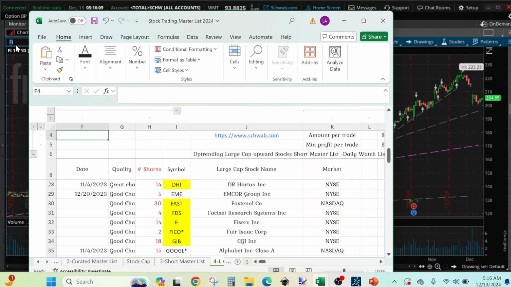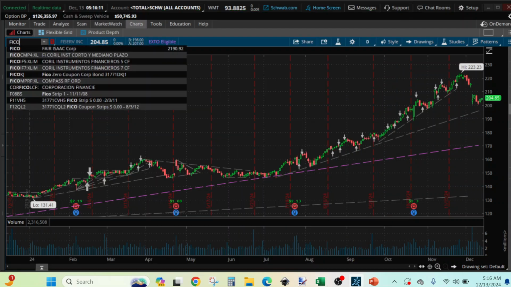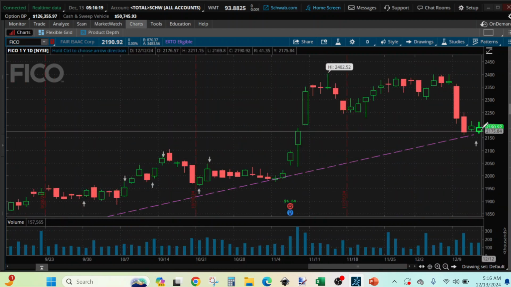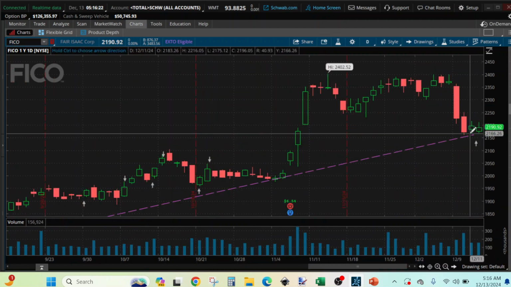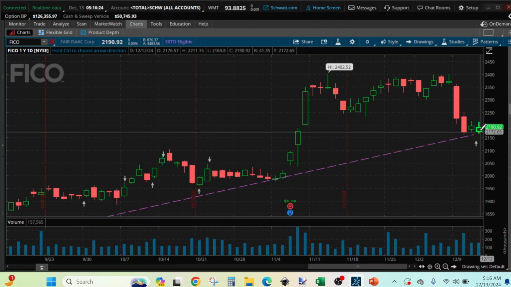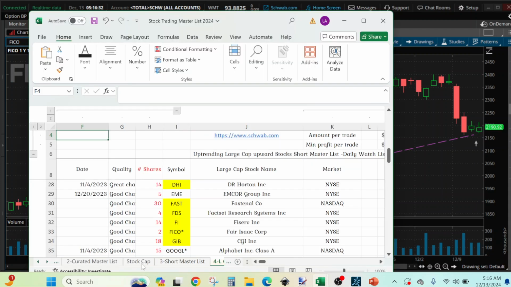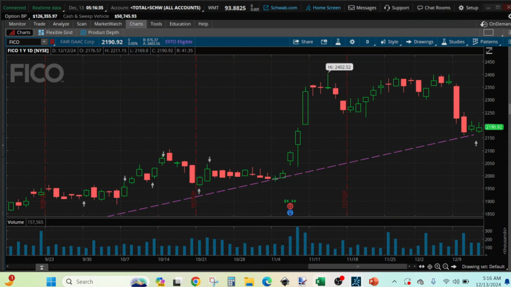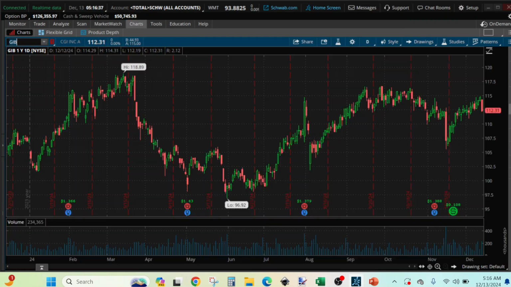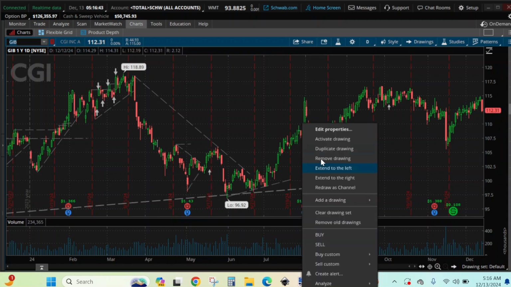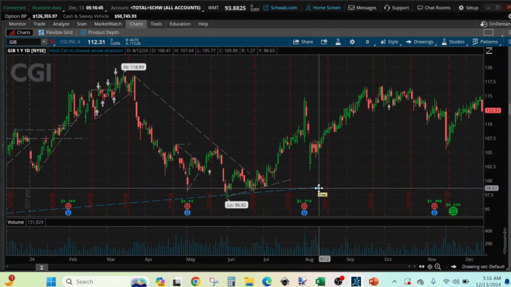FICO, we bought it yesterday, so let's see how it's doing. So you see, that was the green bar we saw, and we bought some more yesterday. But yeah, we see GIB. Well, let's extend this line. It fluctuates quite a bit.